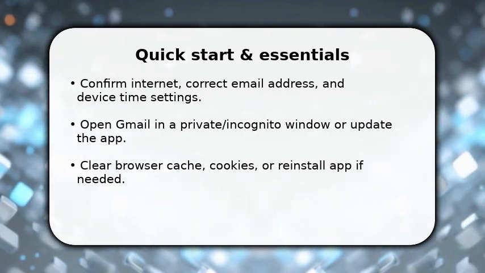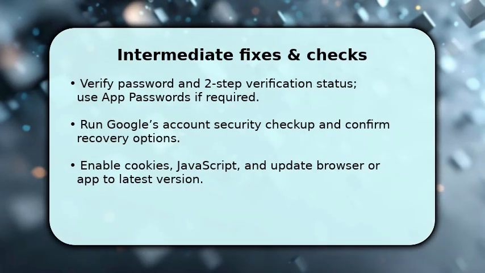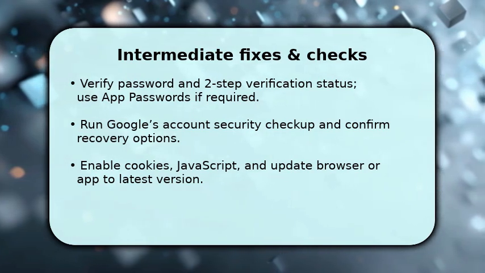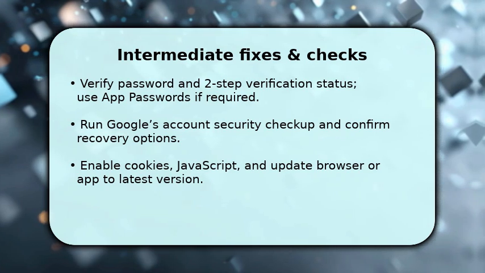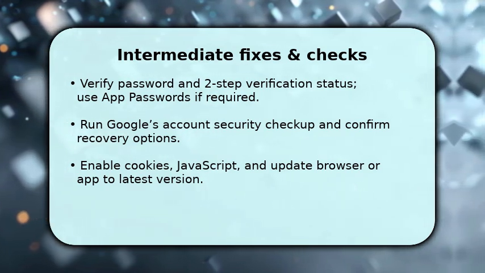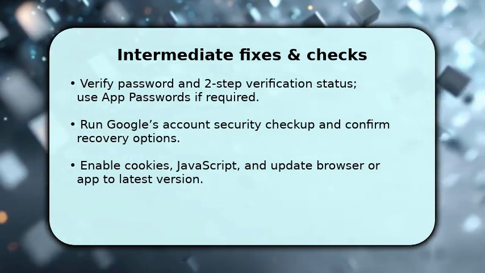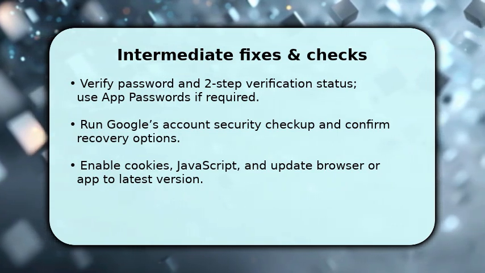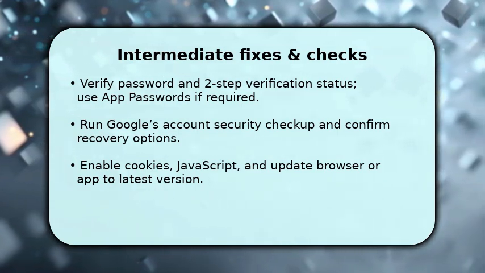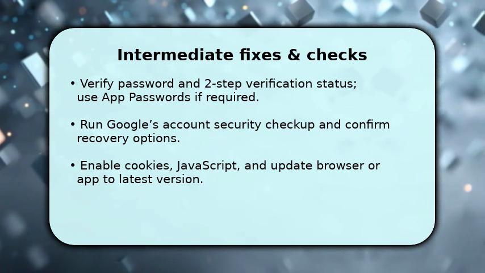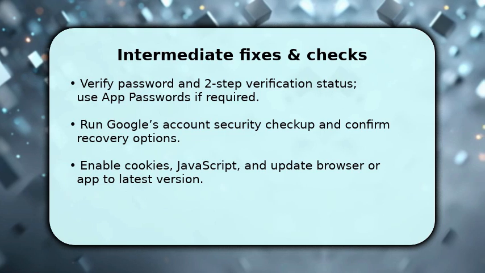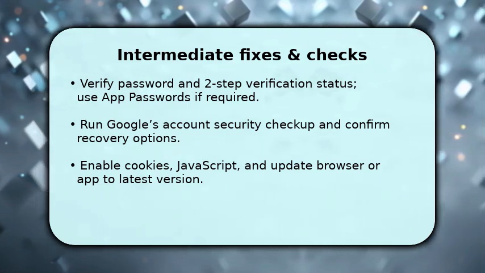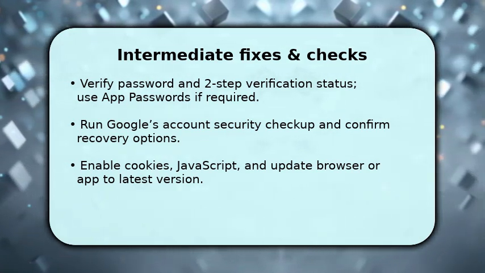You now handle the middle steps. Confirm the password and whether two-step verification is active. If so, generate an app password for older apps. Once done, run Google's security checkup to confirm devices, permissions, and recovery phone/email. Also make sure your browser allows cookies and JavaScript since Gmail needs them. If you use a mail client, update its settings to use OAuth 2. Finally, update your browser or the Gmail app to the latest version.